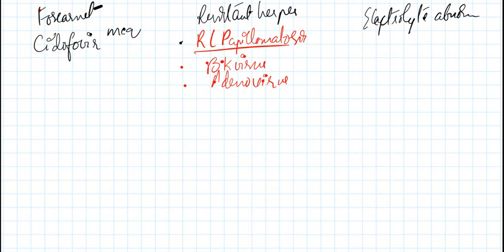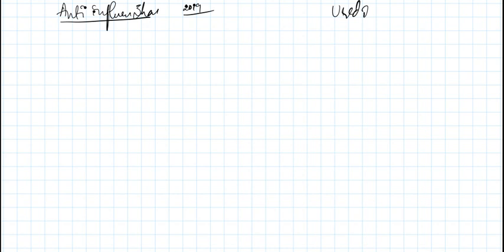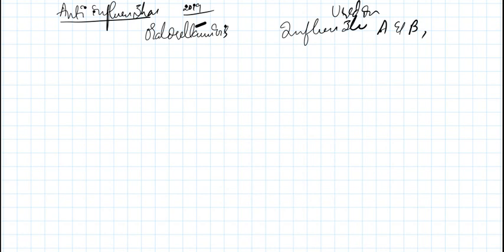Now we will discuss some anti-influenza drugs. I think in 2019 NEET PG we got an MCQ on influenza drugs, so please pay attention to it. The first one is oral oseltamivir, which is used in influenza A and B, and it can also be used for bird flu infection.